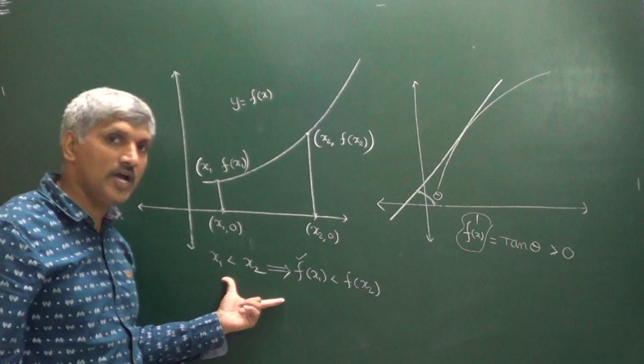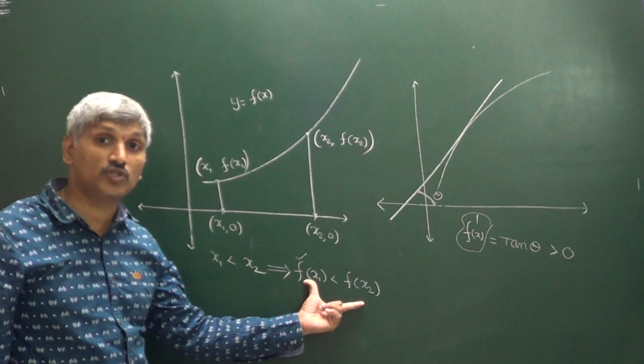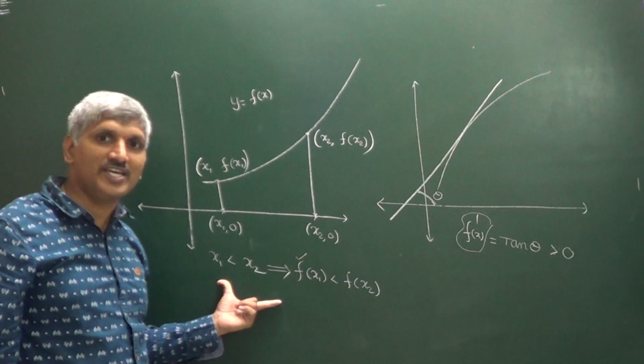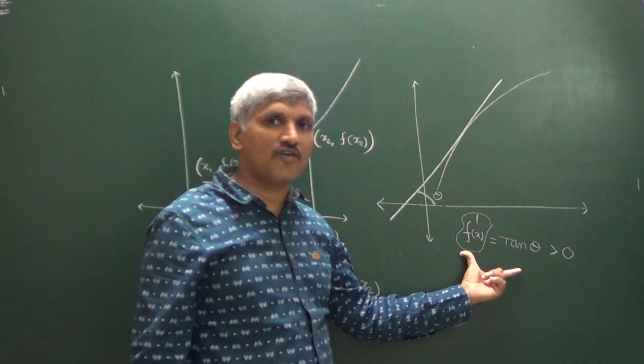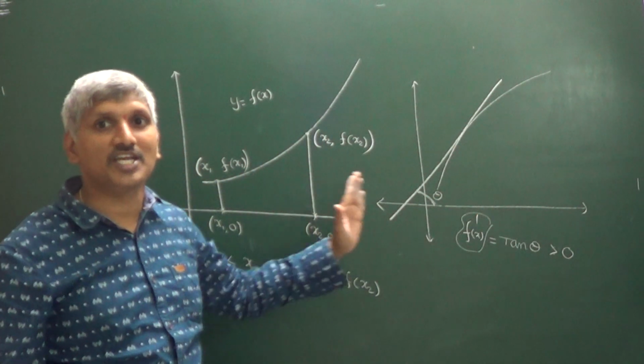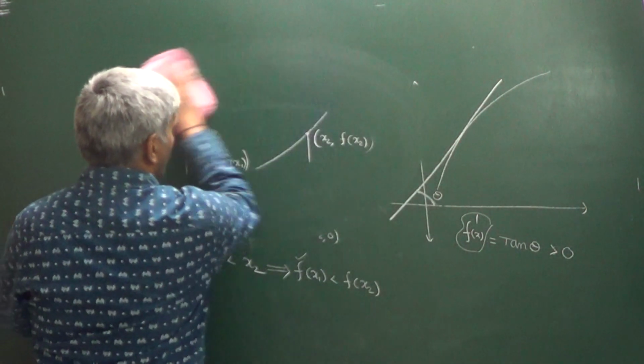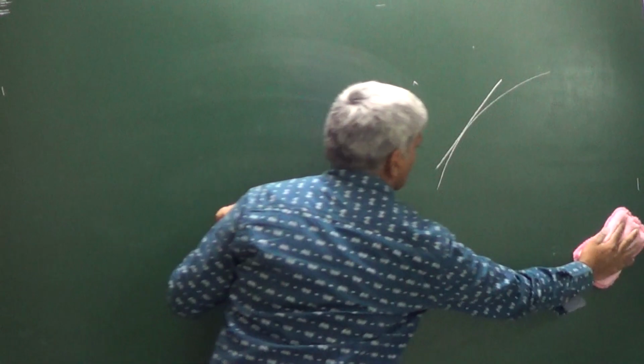This is one idea. x1 less than x2 implies f(x1) less than f(x2), then the function is said to be a strictly increasing function. f dash of x greater than 0, then also the function is said to be a strictly increasing function, right? The same way we can discuss a decreasing function also.